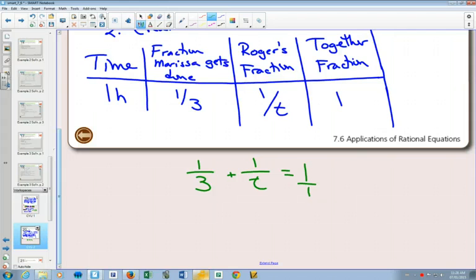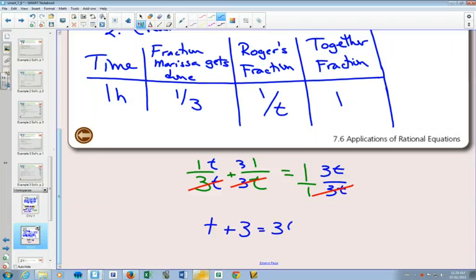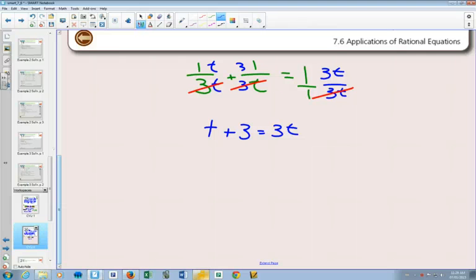So if we want to use our common denominator strategy, what would the common denominator be? 3t. So this one's missing a t, this one's missing a 3, and this one's missing a 3t. Then when you multiply everything by 3t, you will get t plus 3 equals 3t. It's not a quadratic one, it's just a linear equation. Just need to get t by itself, bring the t over.